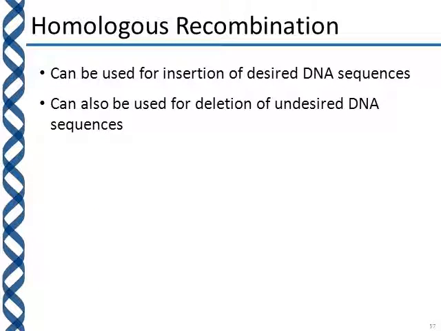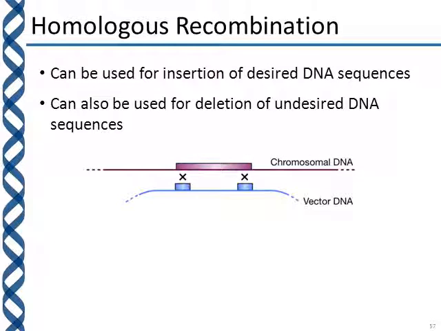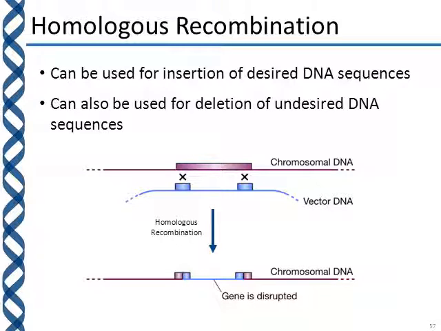Homologous recombination can be used for insertion of desired DNA sequences. It can also be used for deletion of undesired DNA sequences. Here we show chromosomal DNA as well as your vector DNA. By homologous recombination, you see the vector DNA is now incorporated and splits the chromosomal DNA, and now the gene, this insertion of the vector DNA, causes a disruption in the original gene.